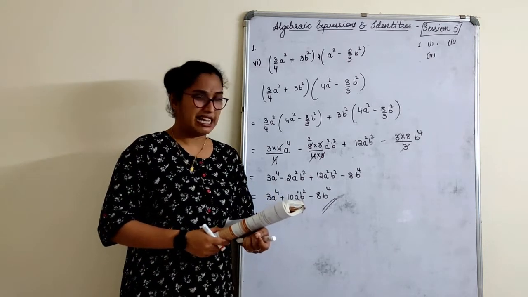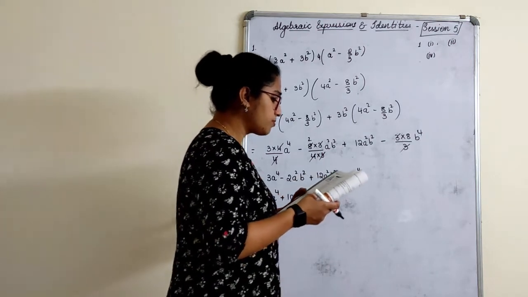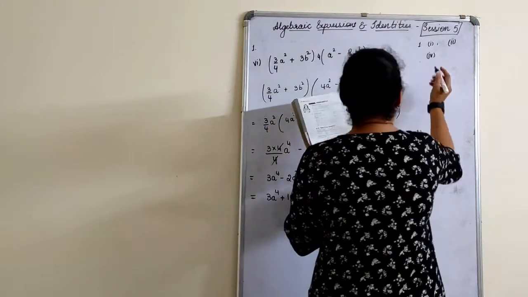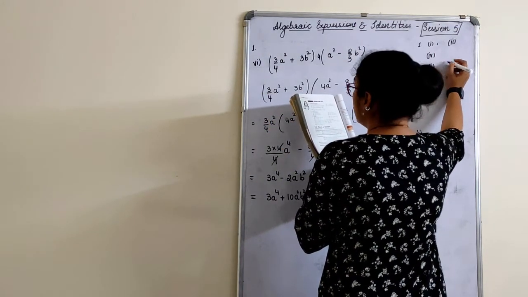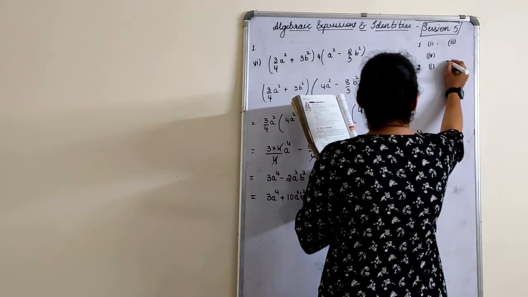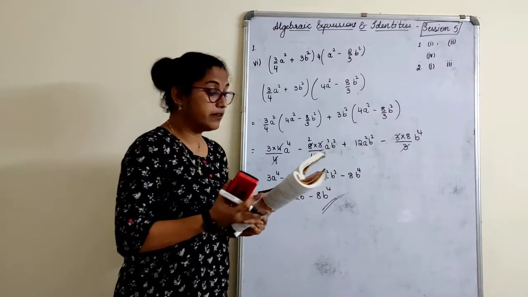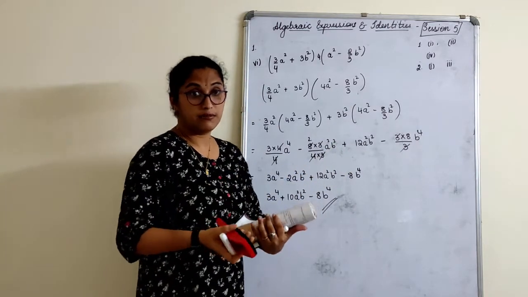Now the next one is direct again. Multiply the binomials. I think we can take up the second and fourth one here. In the second one, I'll give you the first one and third one as homework. Homeworks are given so that, along with the exercise, it will be practice for you on how to solve these sums.